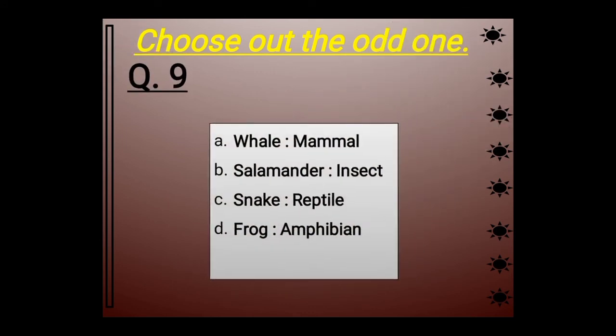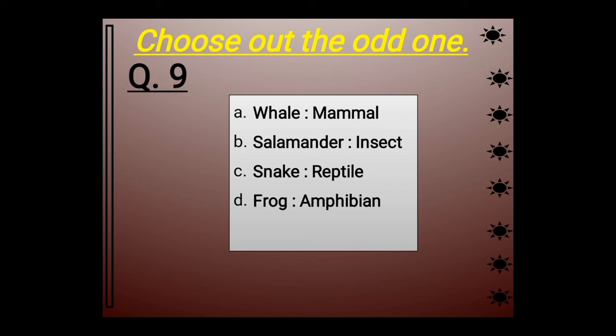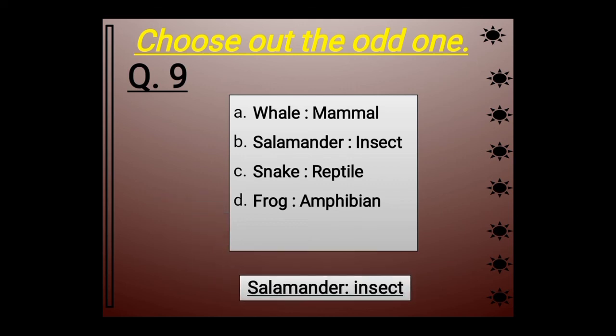Next question. In this question, whale, snake and frog is the second class of animal to which the first belongs. So the odd man out of this question is salamander insect.